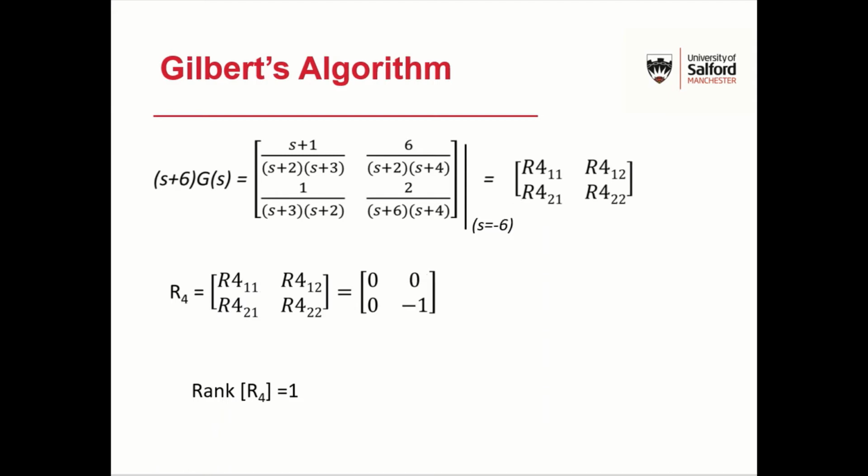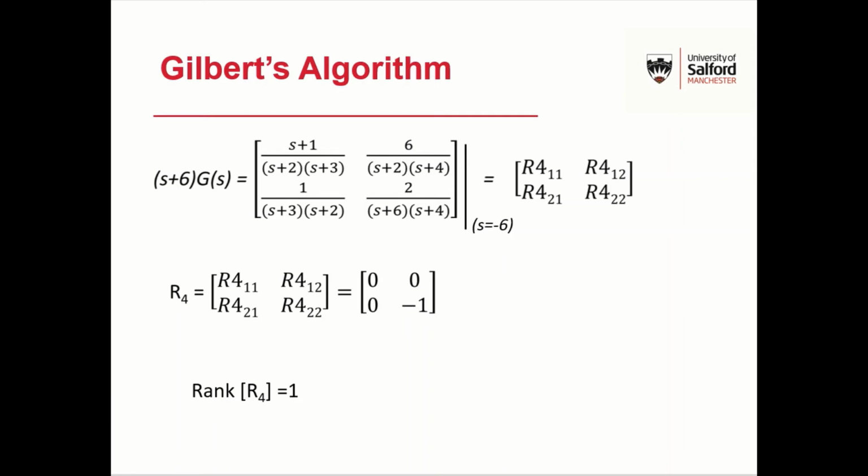We can do the same thing for the final one, which is the minus 6, and this hasn't got a minus 6 in that one or that one, so all those are zeros. When we put minus 6 in here, they cancel, so you get 2 over minus 6 plus 4, which is minus 2, 2 over minus 2, minus 1. Again, this has only got rank 1.